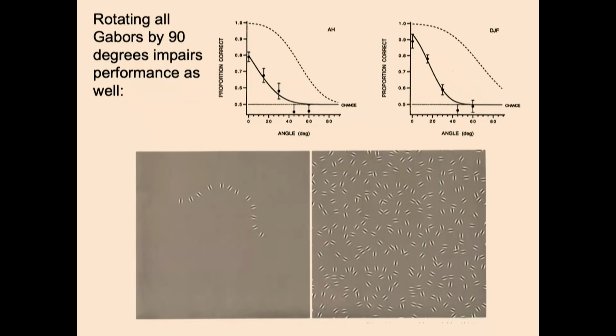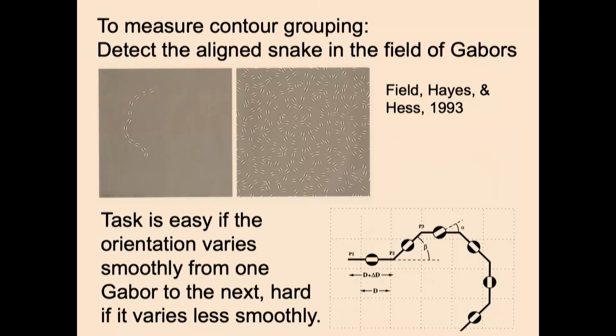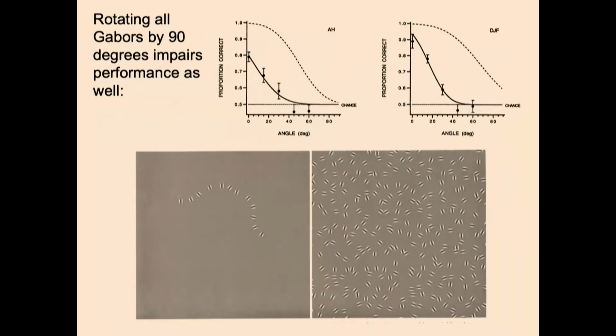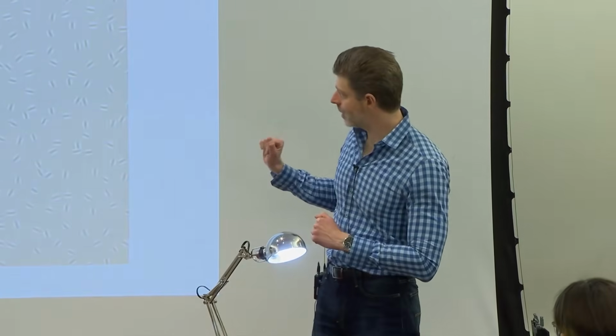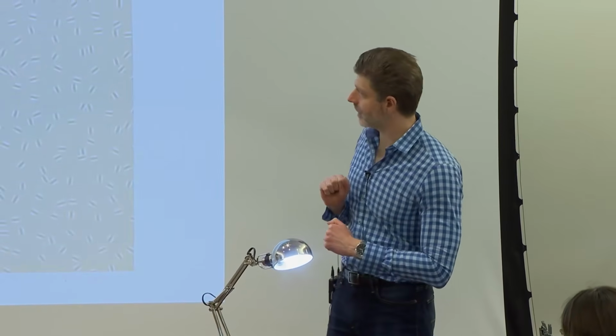Okay. This one is also kind of cool. Here, the contours are constructed the same as the initial one, right, a well-behaved contour, but then you just rotate each Gabor by 90 degrees. So now the orientation is orthogonal to the direction of the global contour, and that is also hard to detect. Okay.